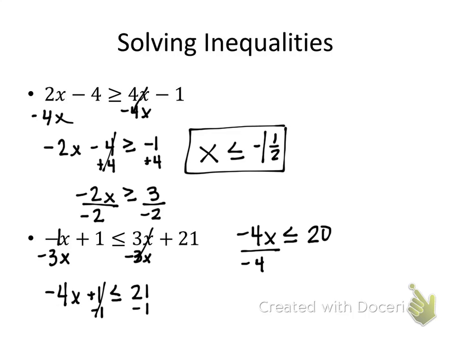Then I divide by negative 4. When I divide by a negative number, I have to flip my sign, and I get x is greater than or equal to negative 5. So this would be how you solve inequalities.